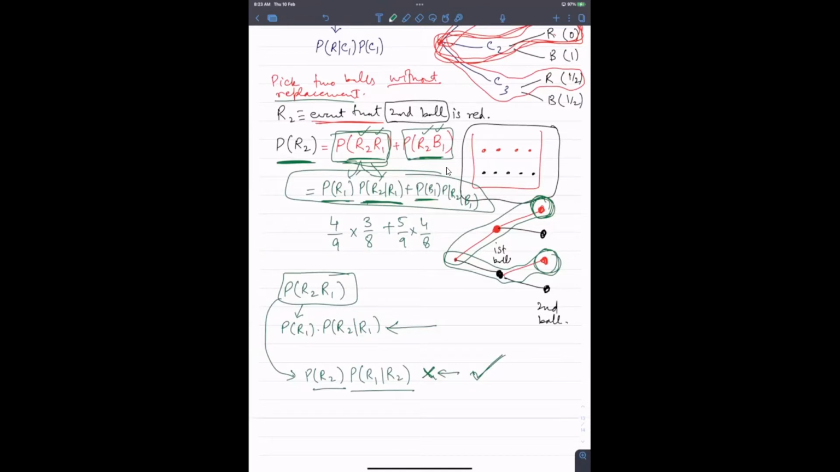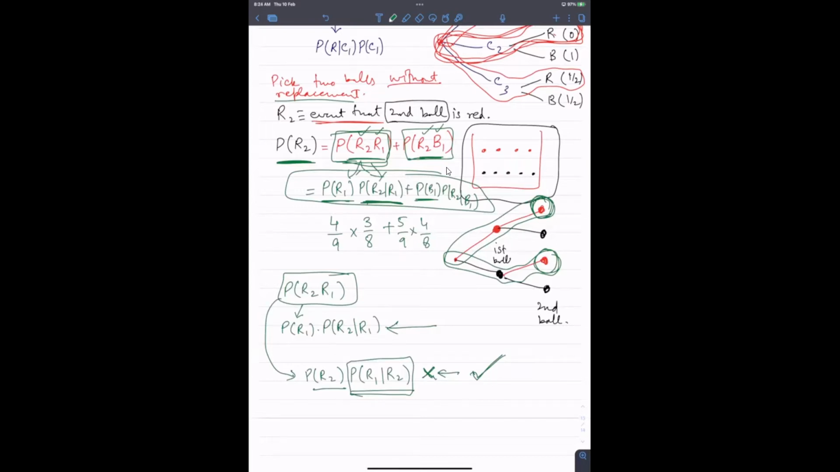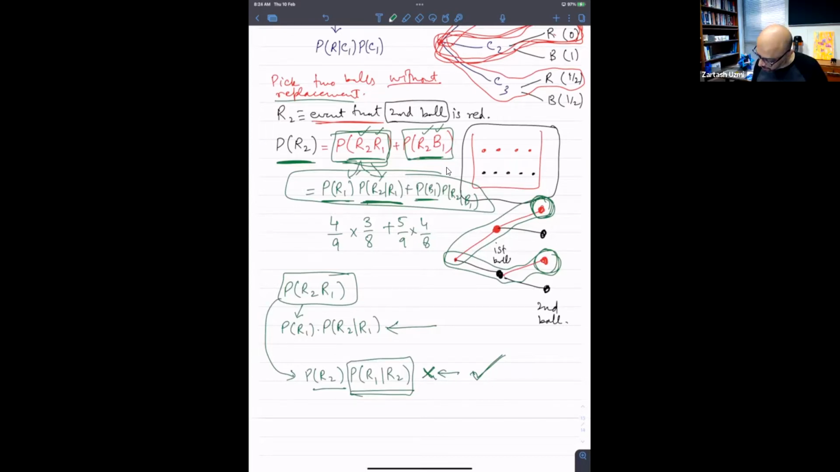Can anyone tell me? Because the second term says probability of R1 given R2, which means the first ball is red given the second ball is red. But we haven't even picked the first ball yet. That is correct, one happened first. So although I can certainly find this probability, it is very hard to calculate in the situation which is given to us.